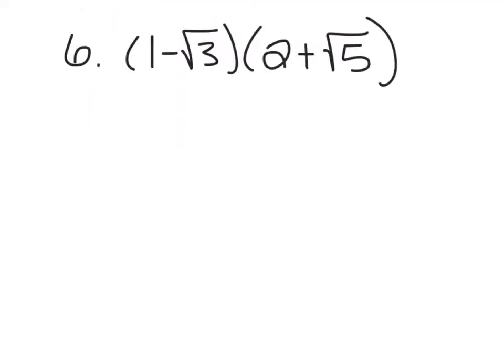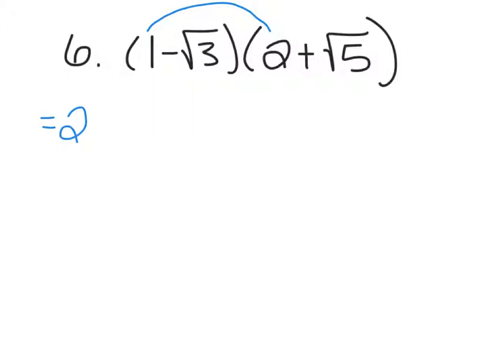Alright, so number 6, we are going to FOIL. Because see, there's nothing in between these. They're directly beside each other. There's no plus sign or minus sign in between. So this is where we're going to FOIL. So 1 times 2 is 2.